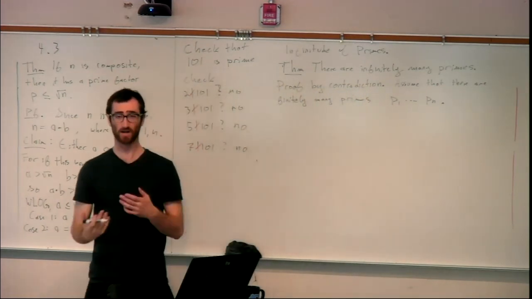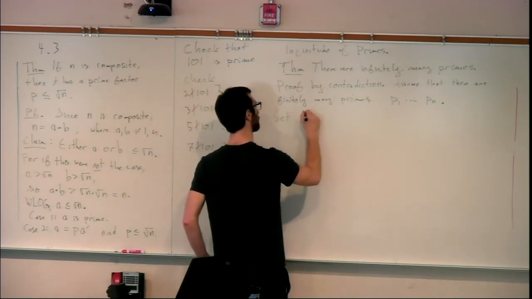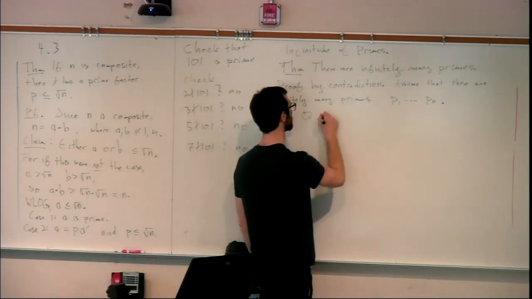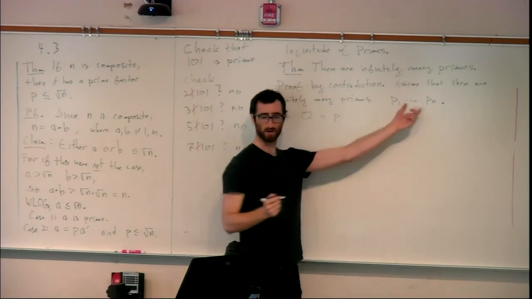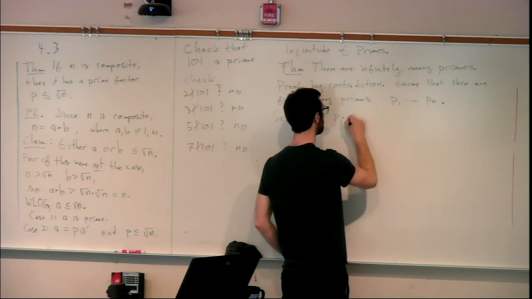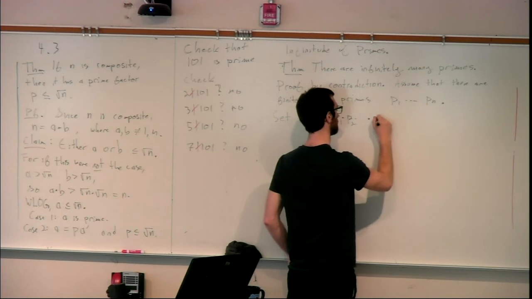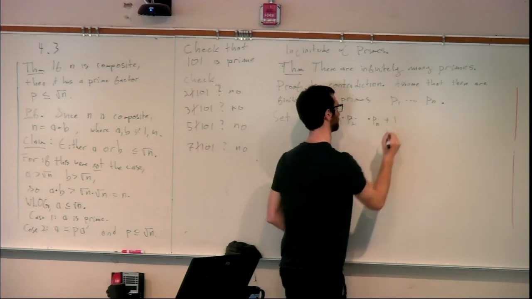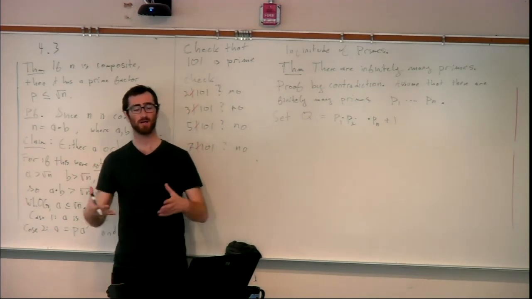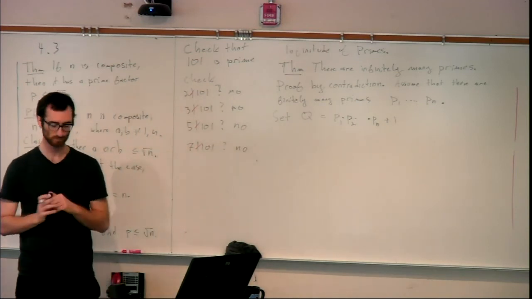Now we're going to construct a new number. Define or set Q. I'm making some number. Q is going to be the number equal to the product of all of these primes, P1 times P2 times P3, all the way up to times Pn, plus 1. So I have some finite number of primes. I make a new number by multiplying all those primes together and then adding 1. Okay.